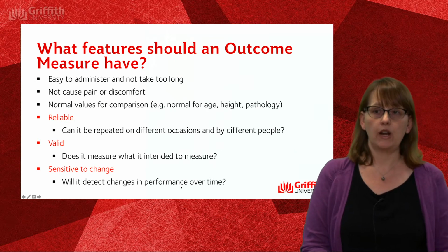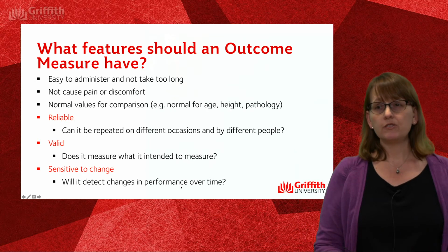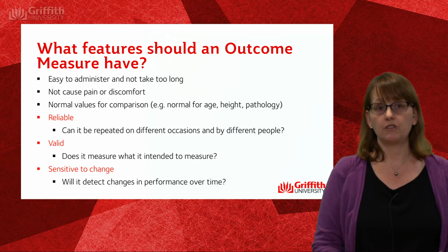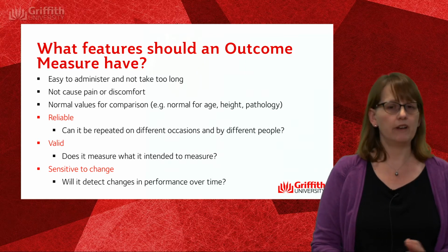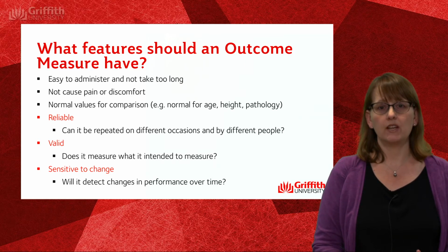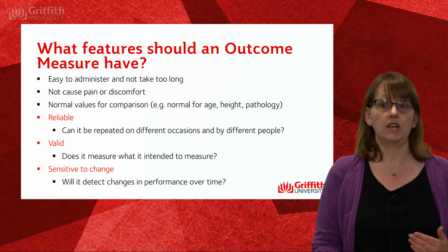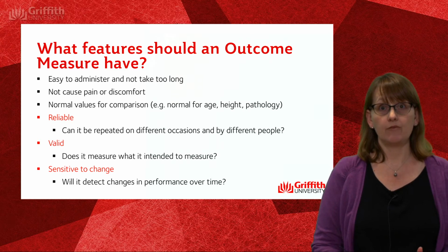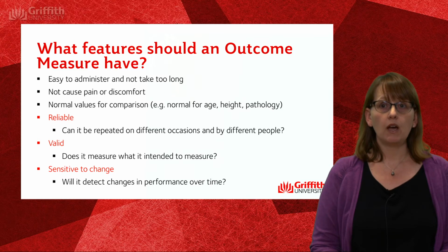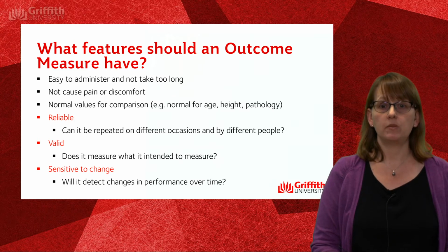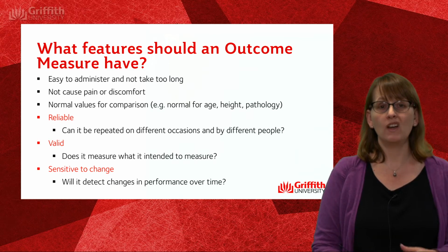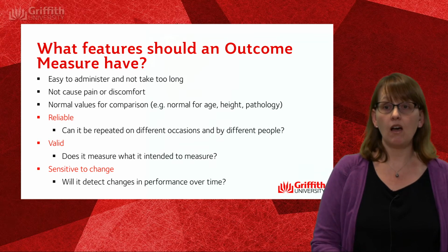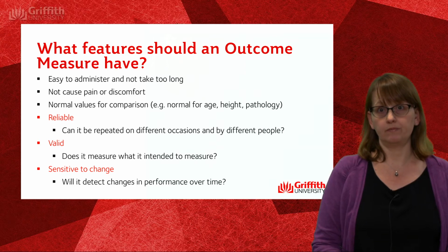So what features should our outcome measures have? First of all, they should be easy to administer and not take too long. So we don't want to be spending all of our time doing outcome measures with our patients before we even get a chance to start treating them. Our outcome measures should not cause any pain or any discomfort to the patient. And we should be able to have some normal values to be able to compare our patient's performance to what might be normal for their age and height or their specific pathology.